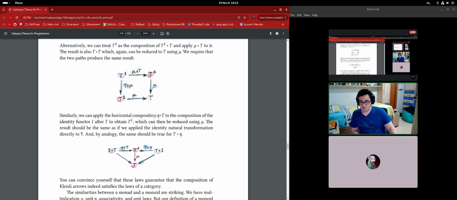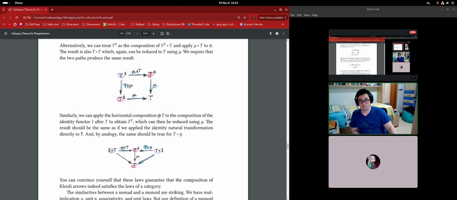We can apply the horizontal composition now using the other guy, right? So this is just join. Now I need to talk about return. So if you apply eta after identity to the composition of the identity functor after t, so if you apply this after t, you're gonna get t. And if you apply this thing to it, you're gonna get identity again. Eta is turning the identity into another t, so now it's t squared because it's two of them.